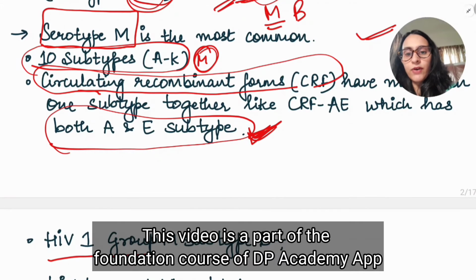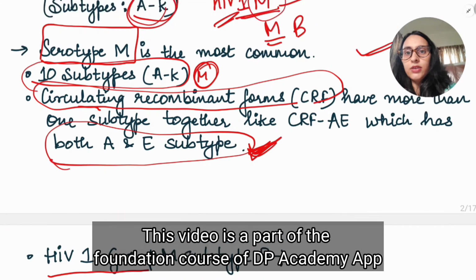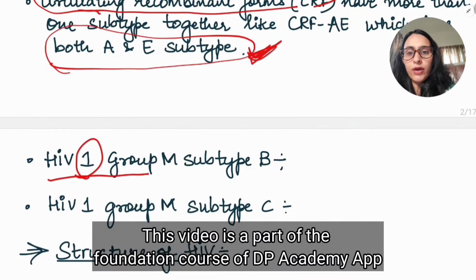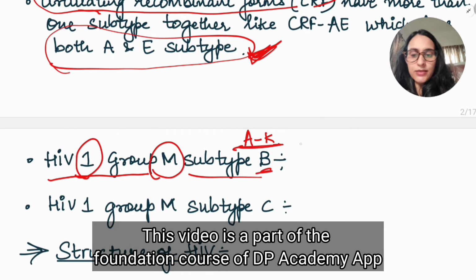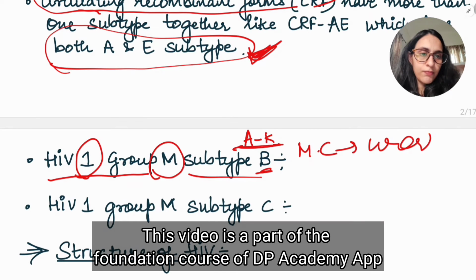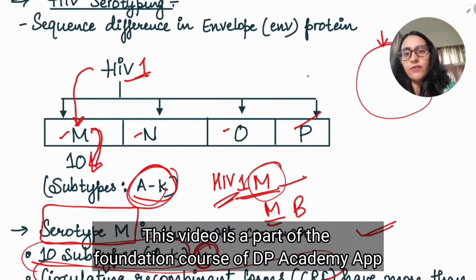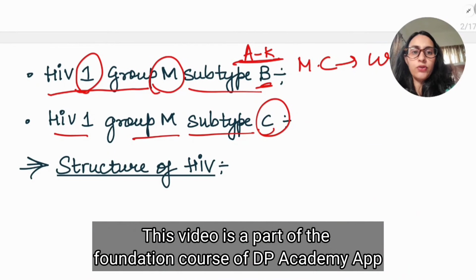See, I told you HIV-1 group M subtype. In group M, we have further 10 subtypes. So HIV-1 group M, and then subtypes from A to K. Subtype B is the most common worldwide. And subtype C, HIV-1 group M, in the group M further we have A to K. So this subtype or serotype C is the most common in India.